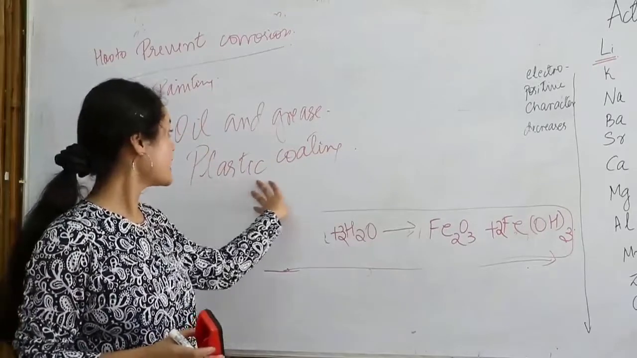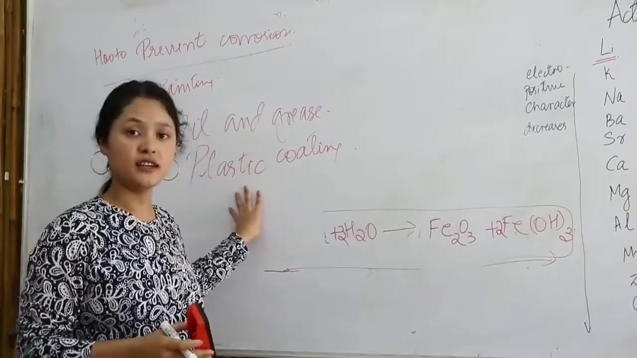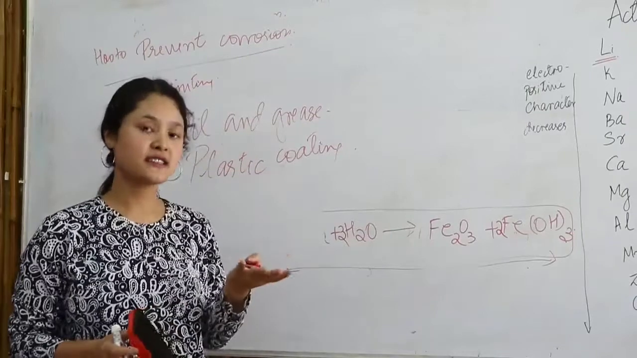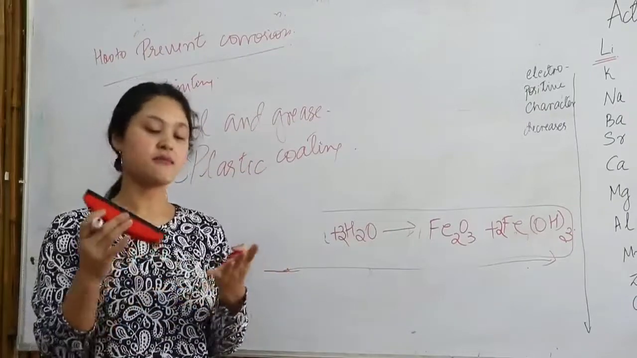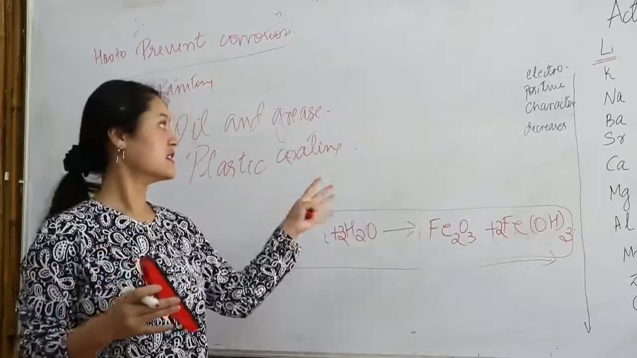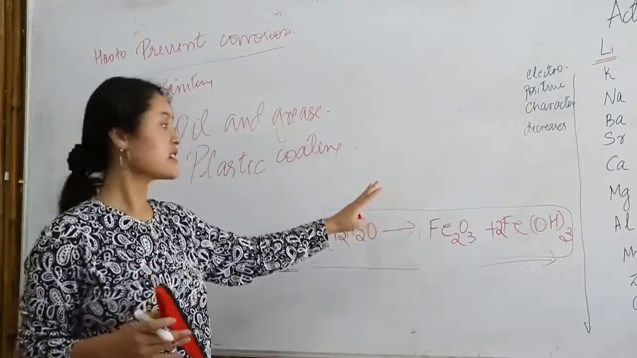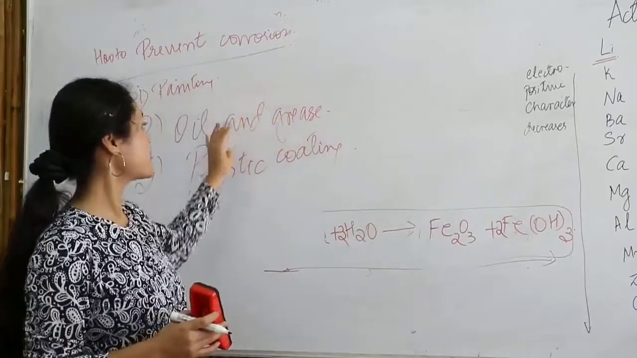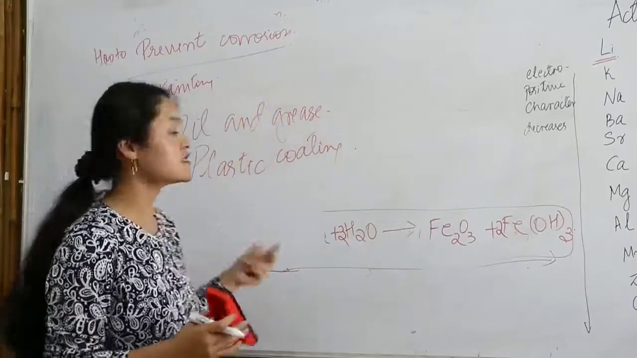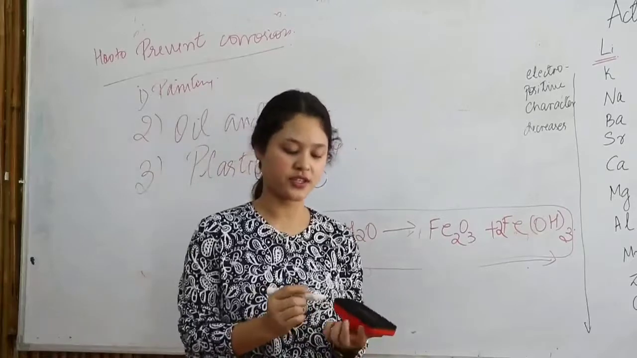And why? All these, when you cover, protect the iron or the metal from getting in contact with moist air. So therefore these are a few preventions of how to prevent corrosion.